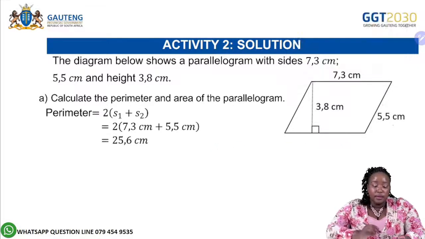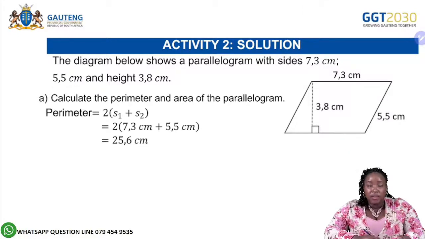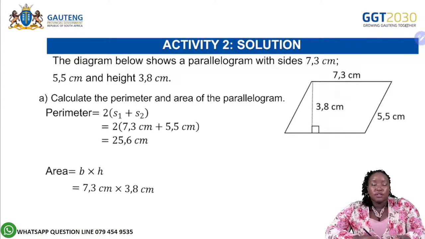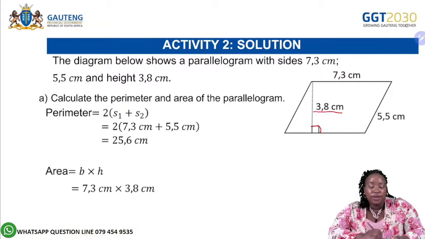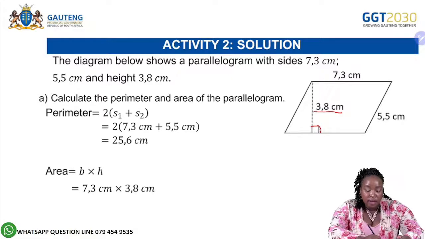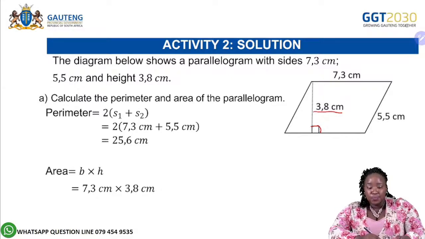And then the next part, we had to calculate the area. So your area is given by the base times the perpendicular height. So you have 7.3 times, this is your height, it's perpendicular, there's your right angle, 3.8 centimeters. So you get the area to be 27.74 centimeters squared.